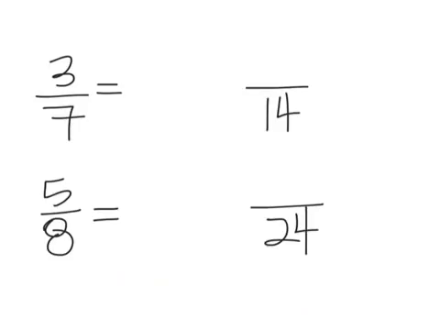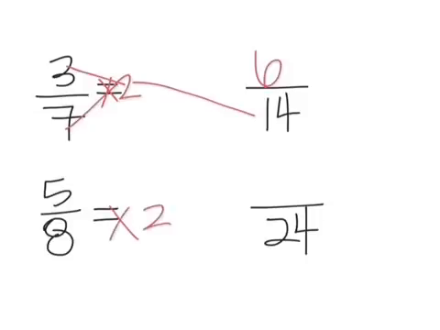So let's find equivalent fractions. How do I go from 7 up to 14? I need to multiply by 2. So 3 times 2 is 6, and 7 times 2 is 14. How do I go from 8 up to 24? Multiply by 3. 5 times 3 is 15, and 8 times 3 is 24.